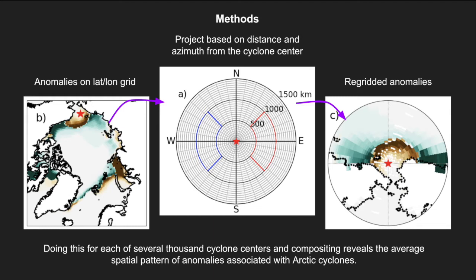So this is just for one example anomaly field, but we do this for every cyclone center we have in our tracks. So thousands of examples for each season. And we composite these to then get the average response of a given field to Arctic cyclones. So this is quite conceptual at this point. Let's see what it looks like in practice.